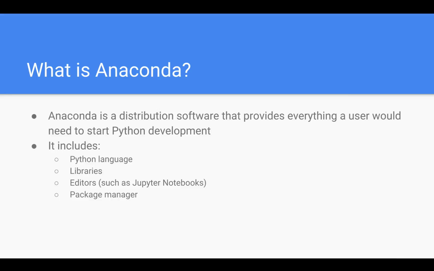So for starters, what is Anaconda? Well, Anaconda is a distribution software that provides everything a user would need to start Python development. Included in Anaconda are the Python language itself, and we'll actually be able to choose between 3.6 and 2.7 at this time. There are a bunch of libraries that we'll need. There are a few editors to choose from, such as Jupyter Notebooks, that's what we'll be using. And there's also going to be a package manager included.